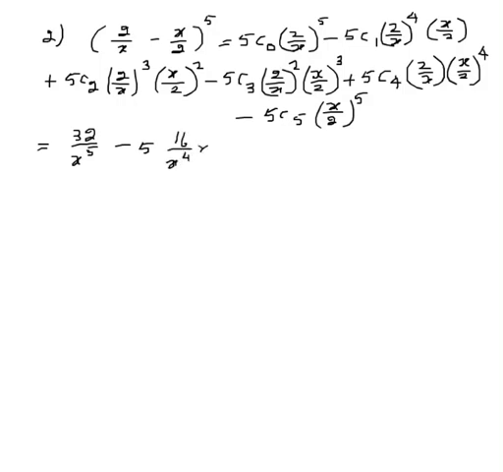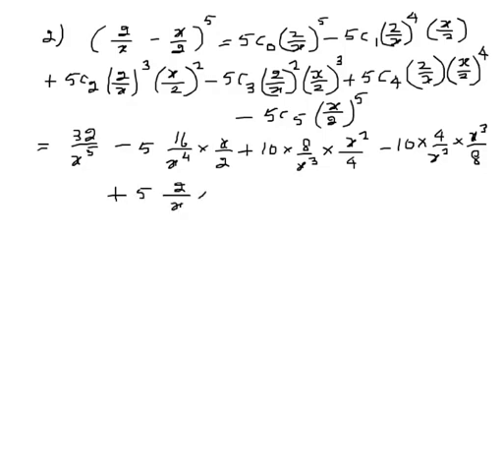16 over x raised to 4 and x over 2. Plus 5c2 is 10, 8 over x cubed times x square over 4. Minus 5c3 is also 10, times 4 over x square and x cube over 2 cube is 8. Plus 5c4 is 5, 2 divided by x times x raised to 4 divided by 16. Minus 5c5 is 1. X raised to 5 over 2 raised to 5 is 32.